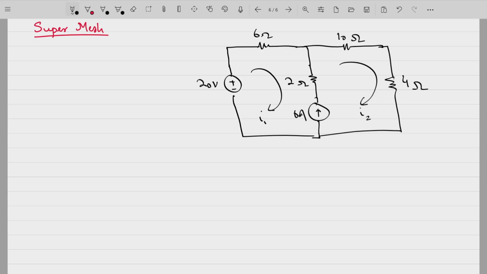So we have two meshes here, and in between these two meshes, 1 and 2, there is a 6 ampere current source. So this current source is present in between two meshes. The issue with this is that the voltage drop across this branch cannot be directly calculated.